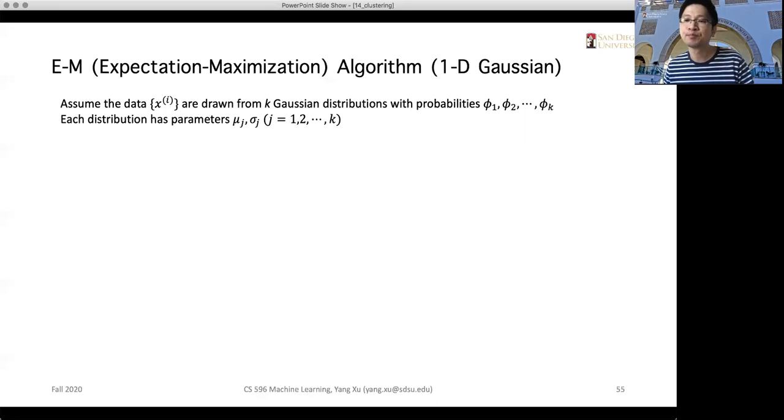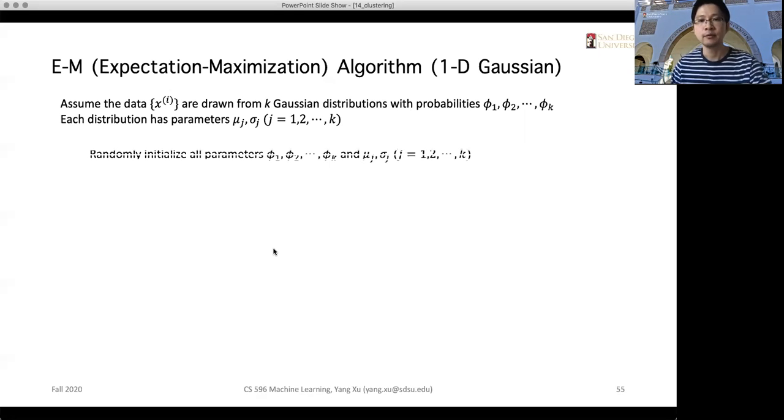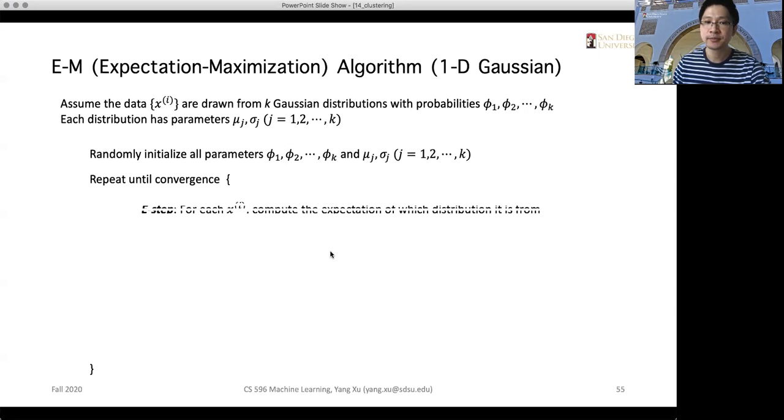So I think we have some time for going through the 1D case for this EM algorithm. Assume that the data are from K distributions, from phi 1 to phi K. So this is a more general case than the salmon versus tuna, right? We have K distributions. So we need to first randomly initialize all the parameters. We give them random values because we don't know any pattern at all in the data. And then we need to repeat two steps.